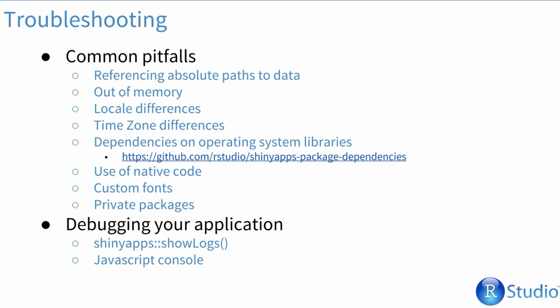So I wanted to spend a little time talking about troubleshooting. Typically there are a few places where people can have issues. Andy mentioned that we will bundle the entire directory that you have your application in and ship it up. What that means is if you're reading a local file of some kind, like read CSV or read TSV, and you're not using relative paths, if you're using absolute paths, when you push your app up to shinyapps.io, we don't have that file anymore. We may not have that file.